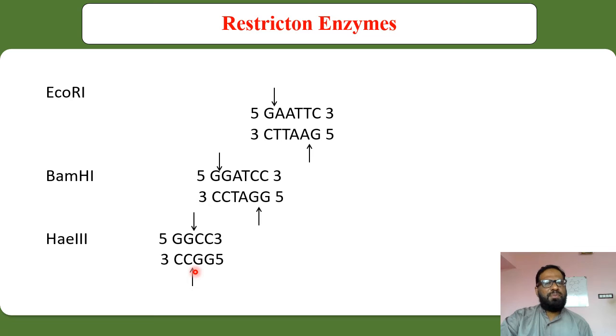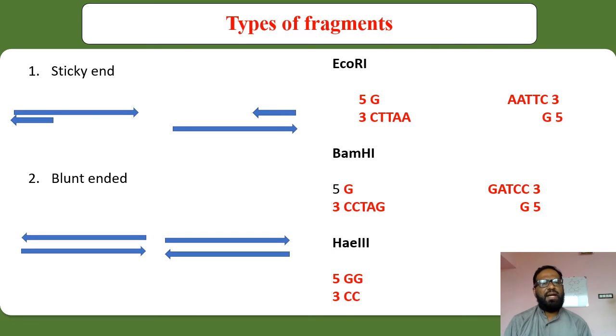Now, if you carefully observe these two enzymes and this particular enzyme, you will notice one important difference. The cuts that are generated will produce different types of DNA fragments. In these two examples, and in the case of HaeIII, a different type of fragment is generated. Based upon this, two different types of fragments are generated. One is called sticky end fragments, and the second is called blunt ended fragments. Sticky ends are also called staggered ends. Why do we call them staggered ends?